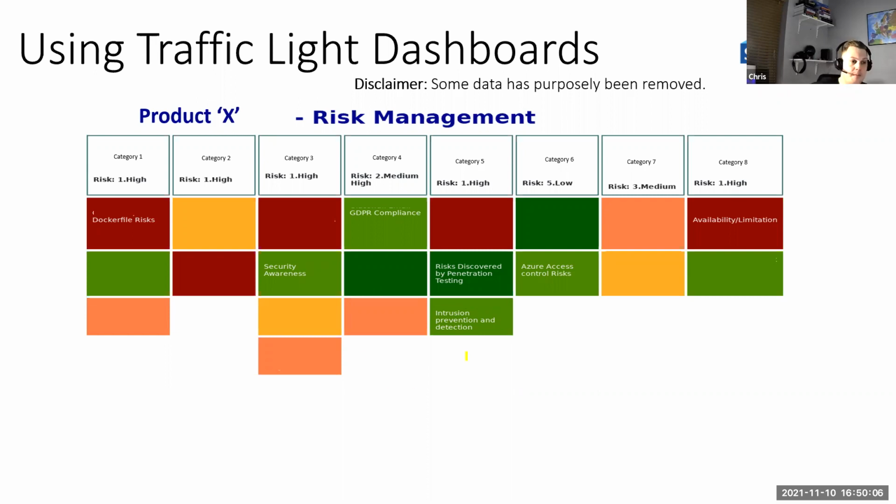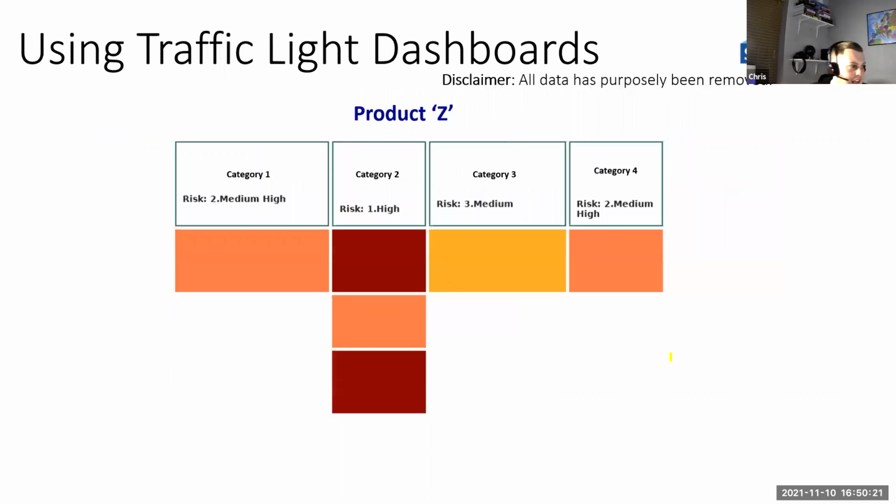But obviously the plan is, over time, for this to start going more green. But yeah, so that's product-based risk. Another example of that is product Z. So again, the same sort of concept. I've normalized all the data on this one because I didn't want to show anything, but you get the idea. So you can start seeing the traffic lights in terms of the risk score for that product.